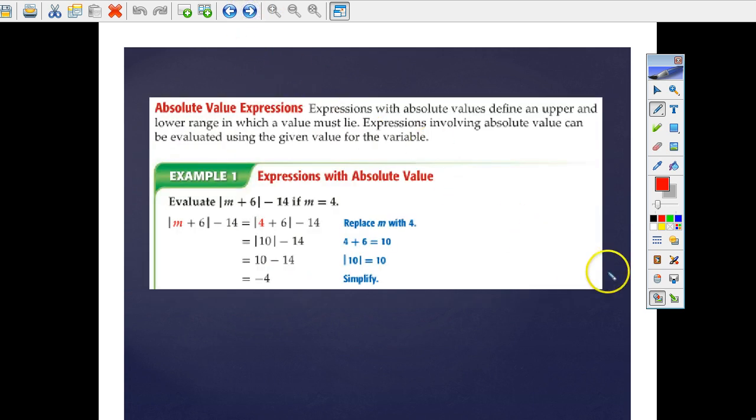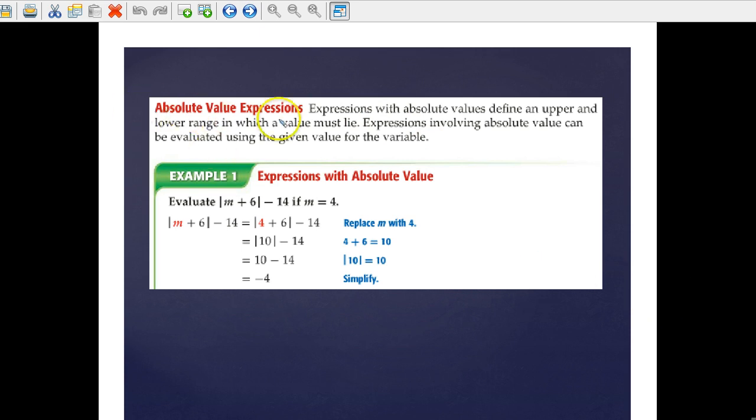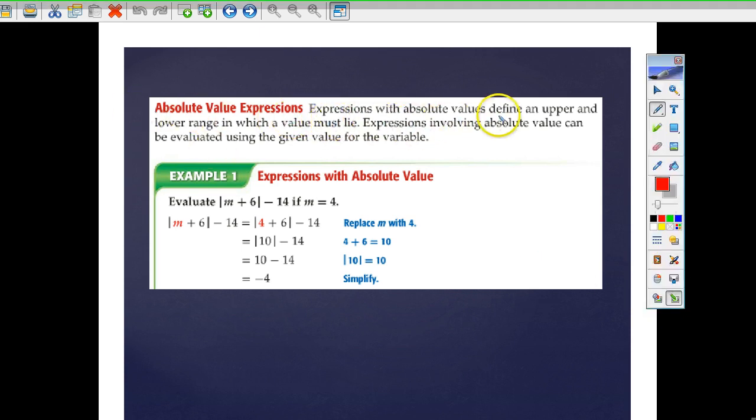Okay, absolute value expressions. Expressions with absolute values define an upper and lower range in which a value must lie. Expressions involving absolute value can be evaluated using the given value for their variable. Okay, so what does that mean?